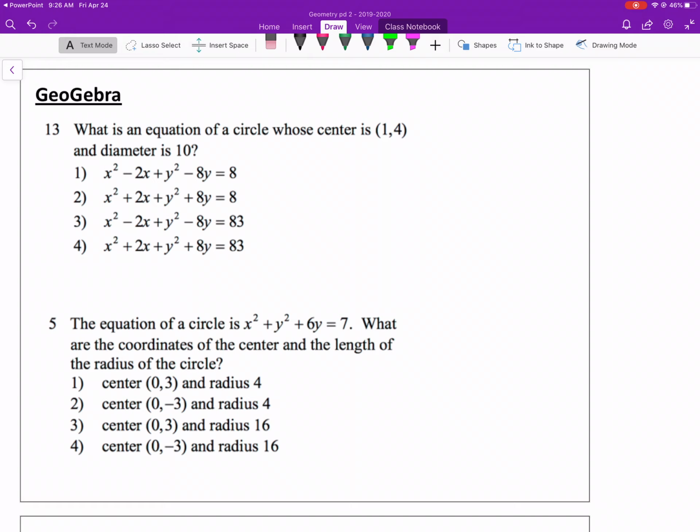As you see, what is an equation of a circle whose center is 1, 4 and diameter is 10? Now you see these equations in choices 1 through 4 and you're probably like, where did they come from? That's part of the algebraic skills we're going to talk about later on. But you've never really seen equations written like that, but those are really equations of circles. And you'll see that as we put them into GeoGebra. Alright, so let's take a look and put all of our answer choices in. Remember, we need the center to be 1, 4. And we need the diameter to be equal to 10, which means, of course, our radius has to be equal to 5. Alright, so choice 1.